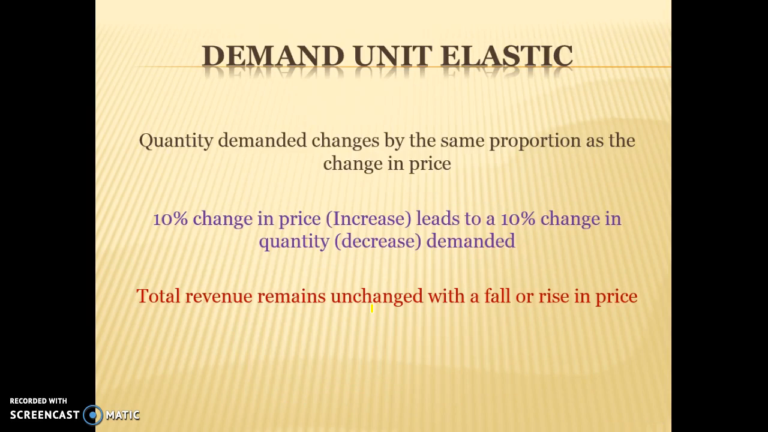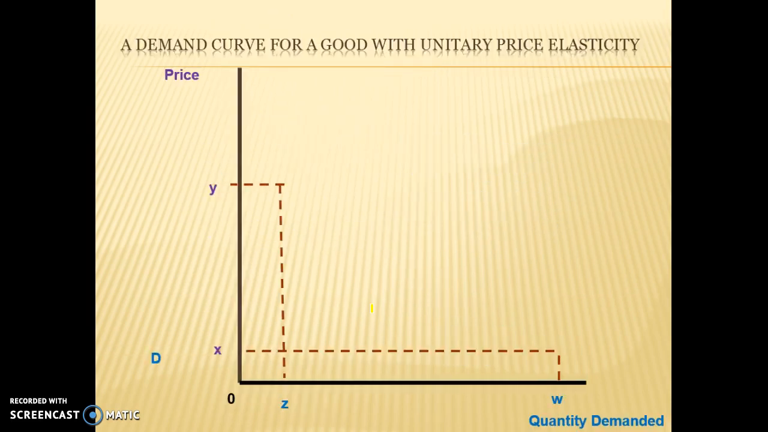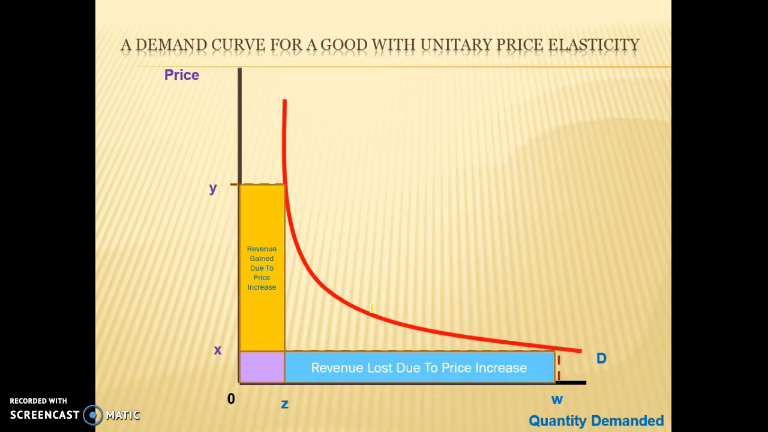Unit elastic: a 10% change in price causes a 10% change in the quantity demanded. So basically the change in price is the same as the change in the quantity demanded. And the graph will look like this, or like this. It really doesn't matter what price we charge in terms of the revenue, because if we're charging the lower price, say price X, the quantity demanded is going to be W, and we're going to be generating all this revenue in here. If we raise the price to Y, we're going to sell many fewer units, only up to Z units, but we're going to generate a lot more revenue per unit. So it doesn't really matter what price we charge, we're going to be generating the same revenue.